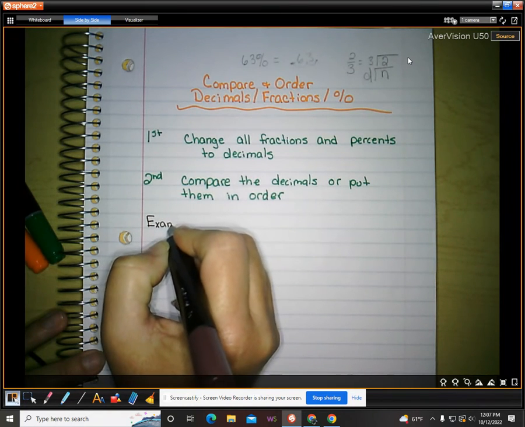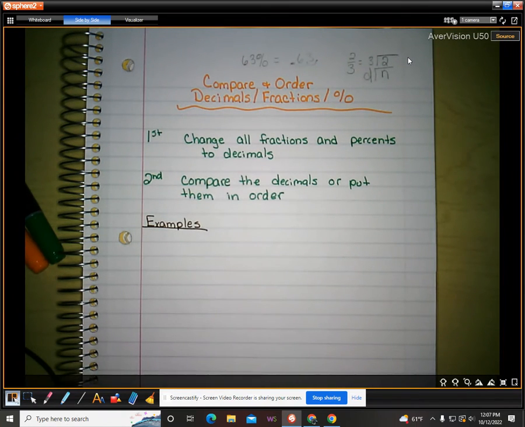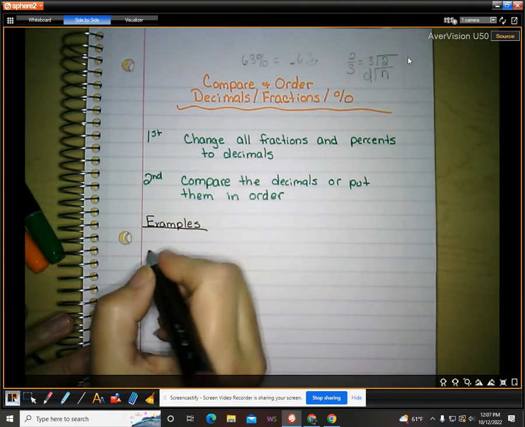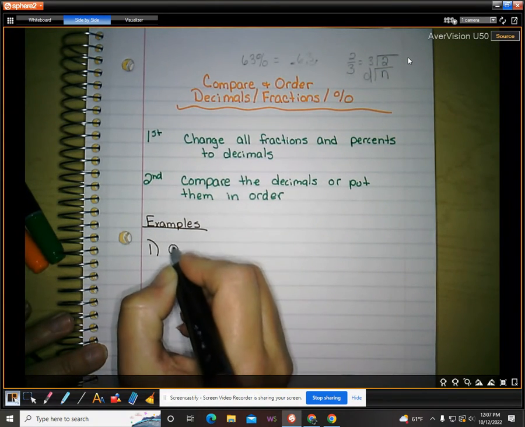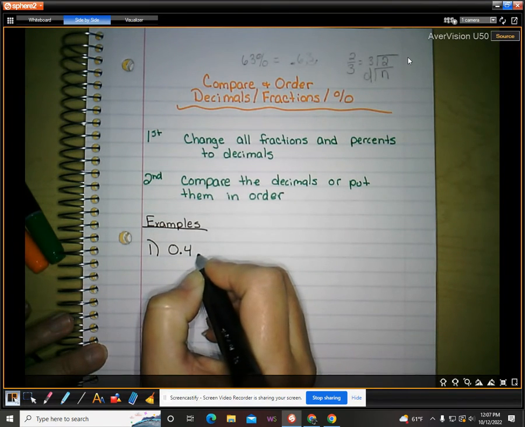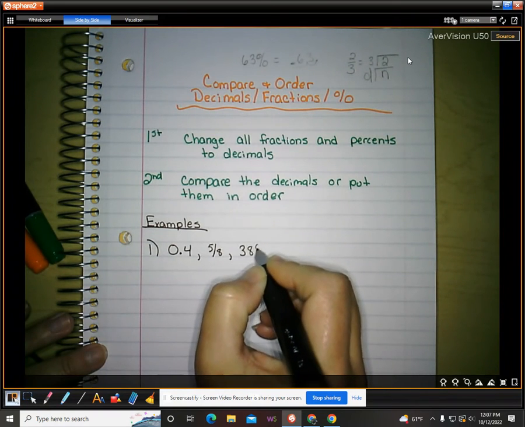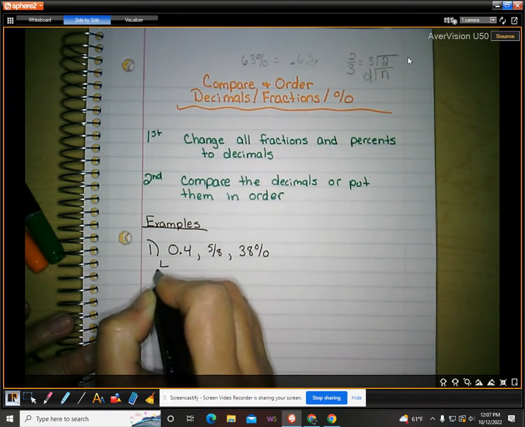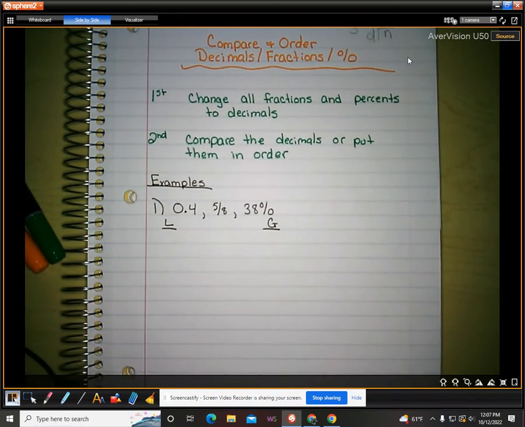and I feel with notes, the examples are one of the most important things you can have to look at. Okay. I usually don't do too many, so you don't have a ton to write, but it's always something you can look back at. So if I am given the numbers 4/10, 5/8, and 38%, and I am asked to put these in order from least to greatest, the first thing you're going to have to do is change them all to decimals.